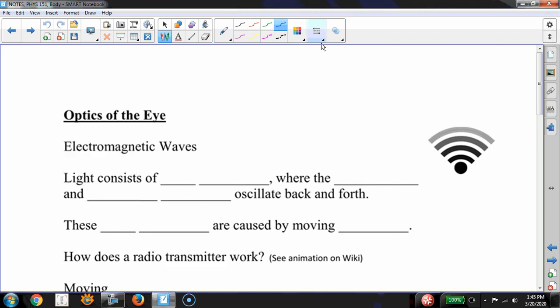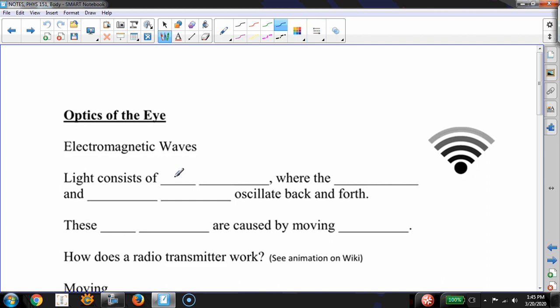Hey everybody, chapter 6 is on optics of the eye, and the first part of this chapter is all about electromagnetic waves. Fortunately, we've already seen waves a couple of chapters ago, and a lot of what we did in that chapter will carry over, because an electromagnetic wave is, first of all, just a wave that has a lot of the same properties that we've talked about.